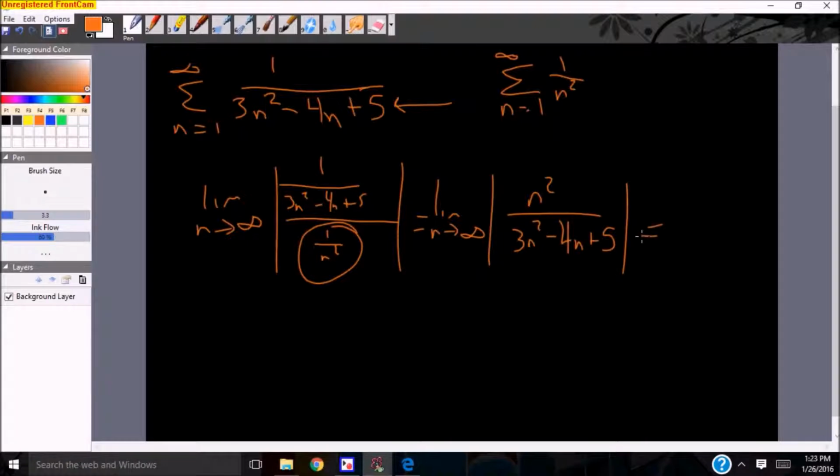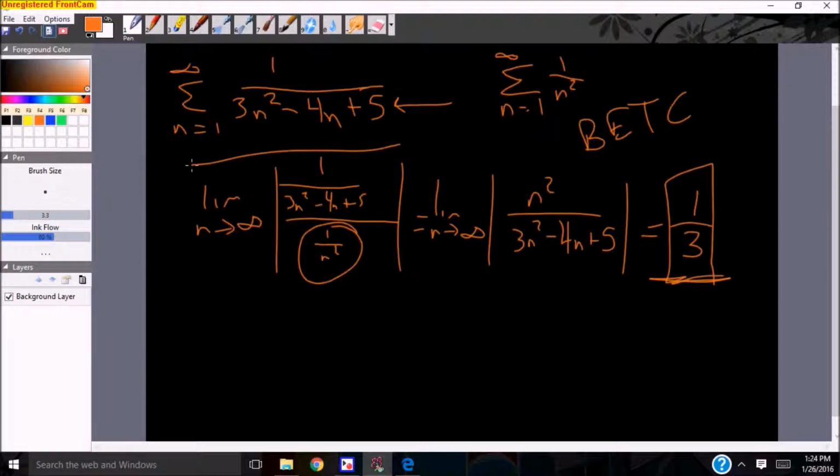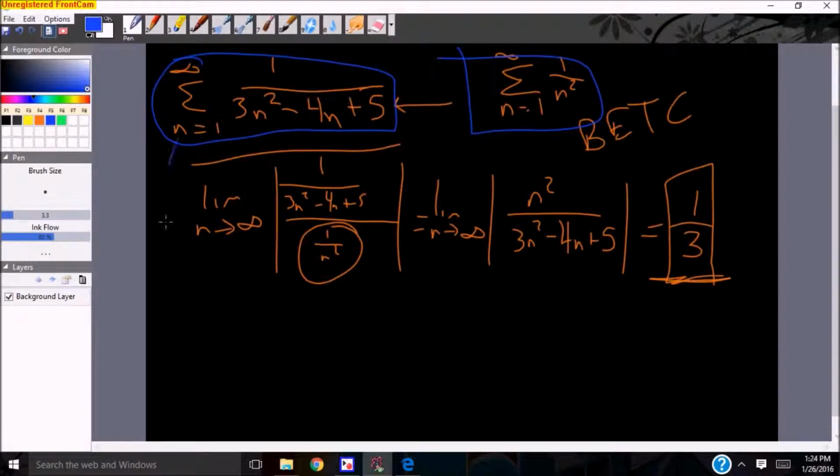And this is something we do know how to take the limit of. We've talked about how, since these degrees are the same, we can look at the coefficients, so that as my n's get very, very large, this thing will trend to 1/3. And since this gave me a finite positive number, I know that a sub n, this function here, since the other one converges, will also converge.